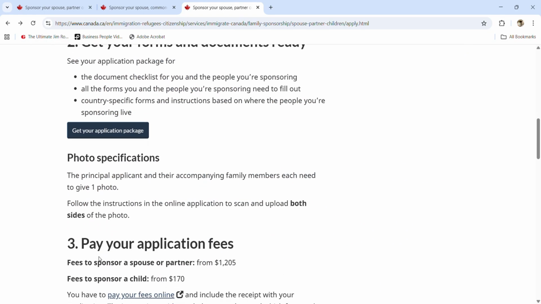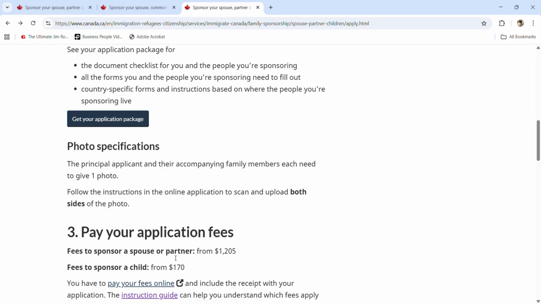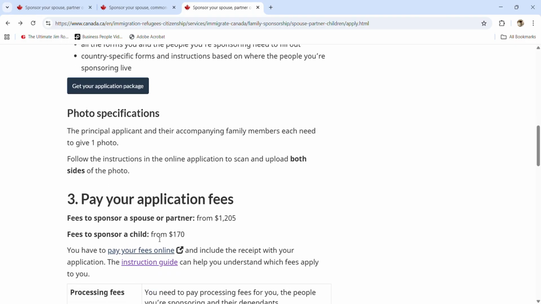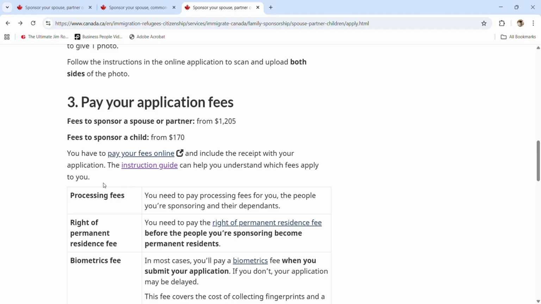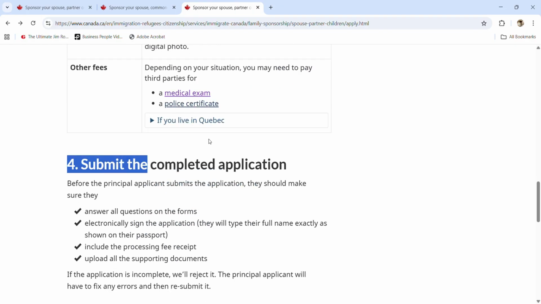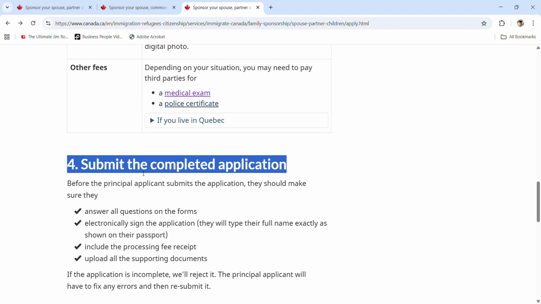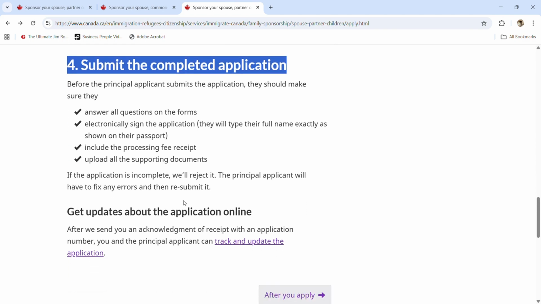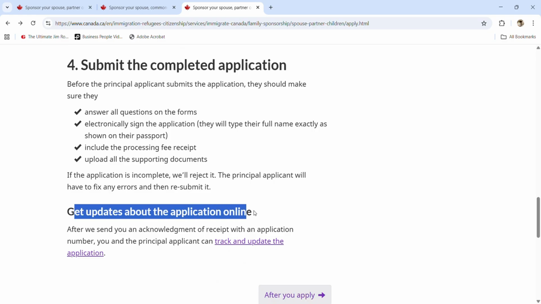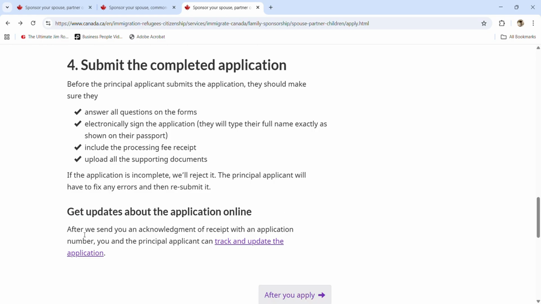And number 3 is to pay your application fees. The fees to sponsor a spouse or partner are from $1,205, and the fees to sponsor a child are from $170. All right, and then we pay online. After all those forms and fees are paid, you submit the completed application. Then after that, you can get updates about your application online. After the IRCC sends you an acknowledgement of receipt with an application number, you and the principal applicant, that is the person you are sponsoring, can track and update the application.